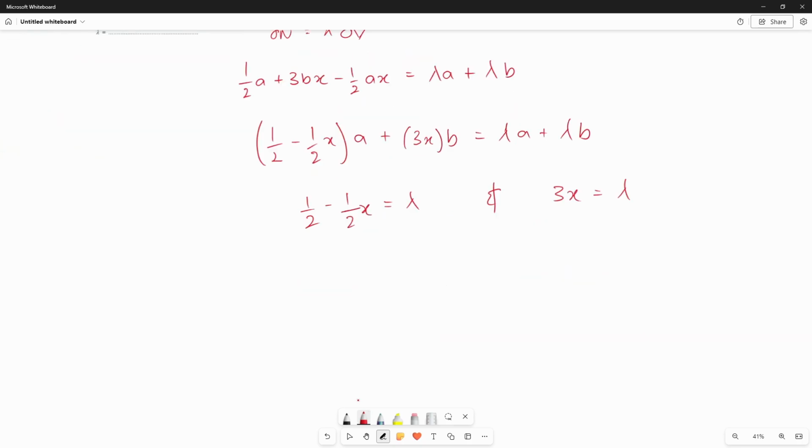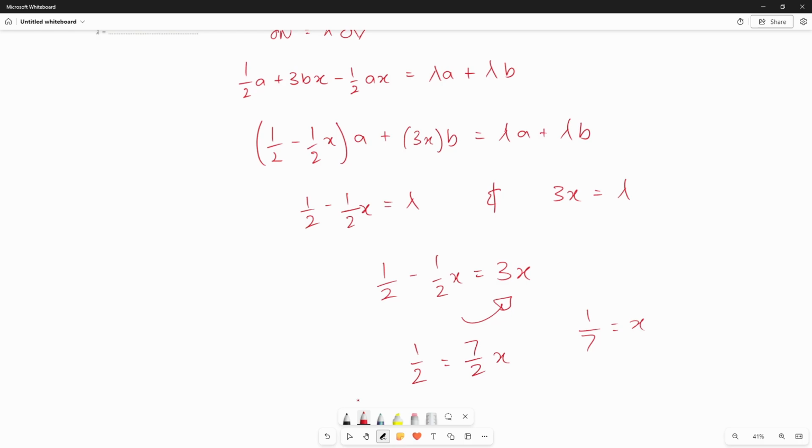So we can substitute 3X equals lambda into this equation, and essentially we're solving them simultaneously. Half minus half X equals 3X, so you can add on the half X to this side, and that will get half equals 7 over 2 X, and then we'll divide half by 7 over 2, which is 1 over 7. So X equals 1 over 7.